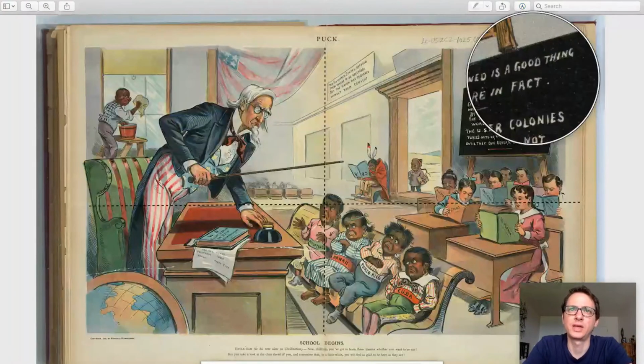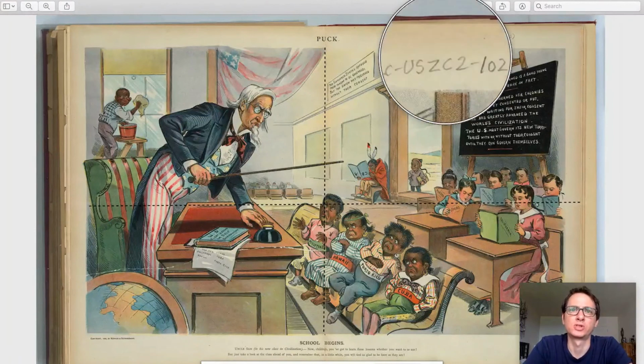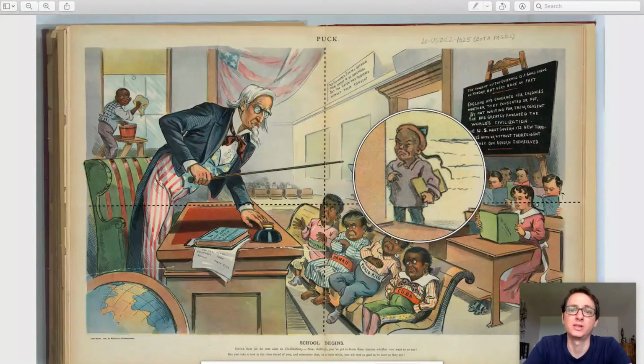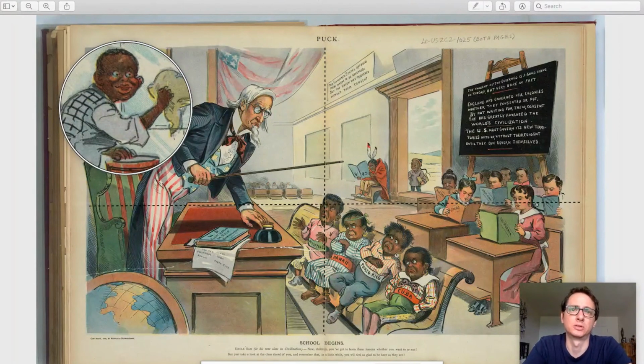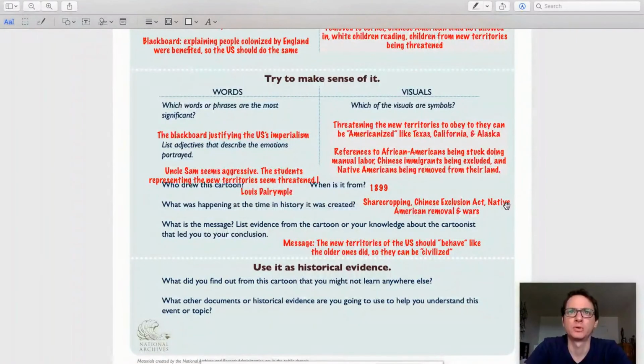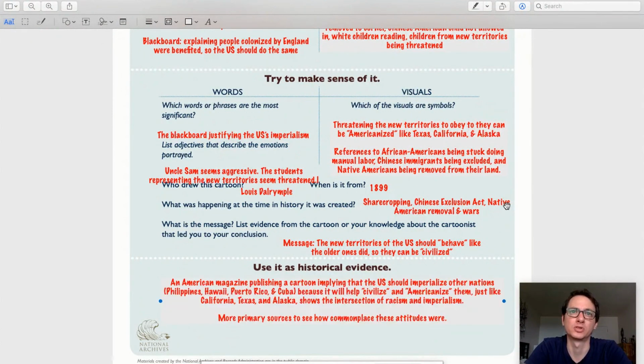Which, if I pull up the picture again, these 3 things are definitely symbolized here, especially with the Native American being isolated, the Chinese American not even being allowed in, and the African American doing manual labor instead of being able to learn. Let's conclude by determining what we can use this as historical evidence of. Well, I think this cartoon, which again is incredibly offensive and racist, does show the intersection of racism and imperialism. For an American magazine to publish a cartoon implying that the United States should imperialize other nations, and in this case the Philippines, Hawaii, Puerto Rico, and Cuba, for their benefit just because it will help civilize and Americanize them, just like California, Texas, and Alaska did, is a very unique source that does provide us insight into attitudes of the time.